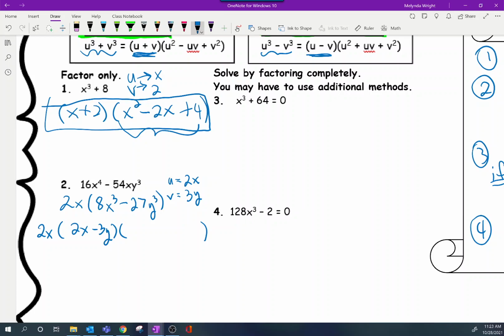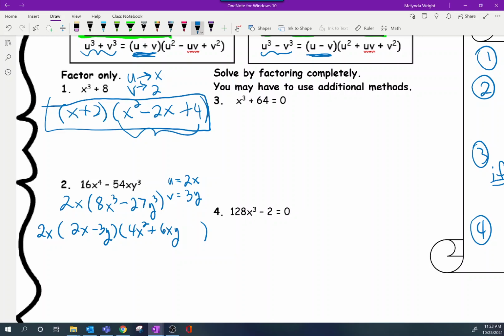Then we've got plus. Now I'm supposed to multiply u times v, so 2 times 3 is 6, x times y is xy. Lastly, I am supposed to square v. v is 3y, so 3 squared is 9, and y squared is y squared. And again, with that factoring pattern, we are never able to factor this last trinomial out. It just won't work, so no sense in trying.